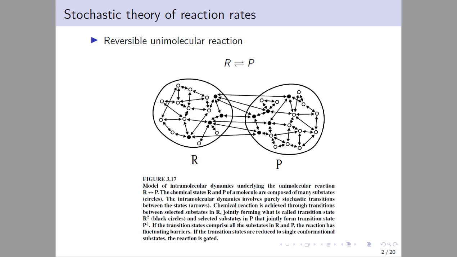Here we can see that there are two types. If the transition state comprises all the substates in R and P, the direction has a fluctuation barrier. So R needs to exit this barrier before it can become P. That is our activation energy. And if the transition state is reduced to a single conventional substate, the direction is gated, meaning on or off.